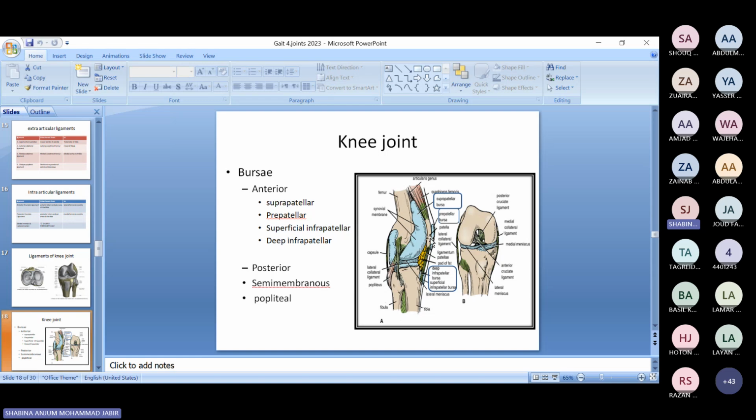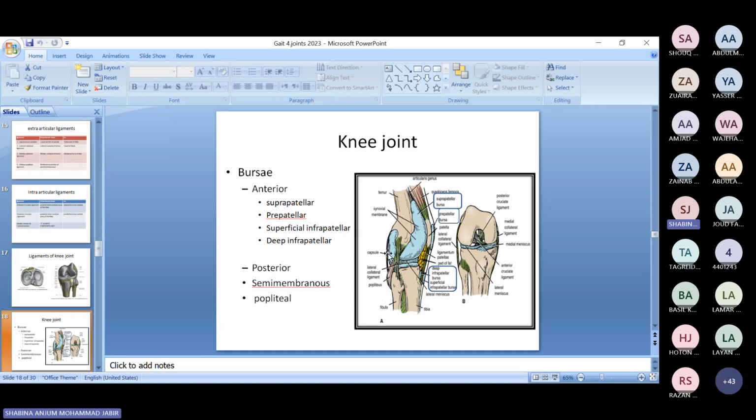So you can imagine whenever you walk, there would be friction between these two bones? No, because we have this synovial cavity. There is a bursa which provides a safeguard for movement. So which bursae do we have? Anteriorly we have the suprapatellar, because it is above the patella. Then we have the prepatellar, in front of the patella. Then we have the infrapatellar, which is below the patella, which is superficial and deep.